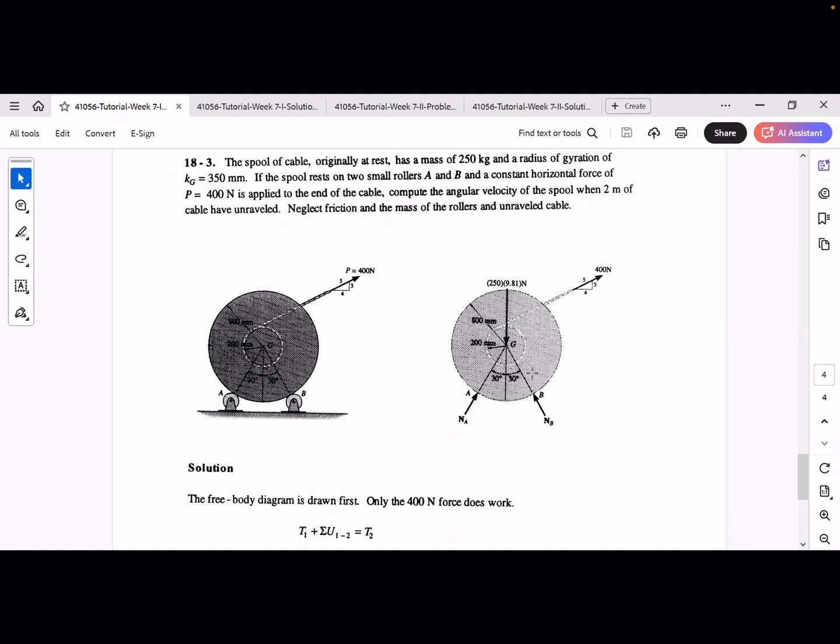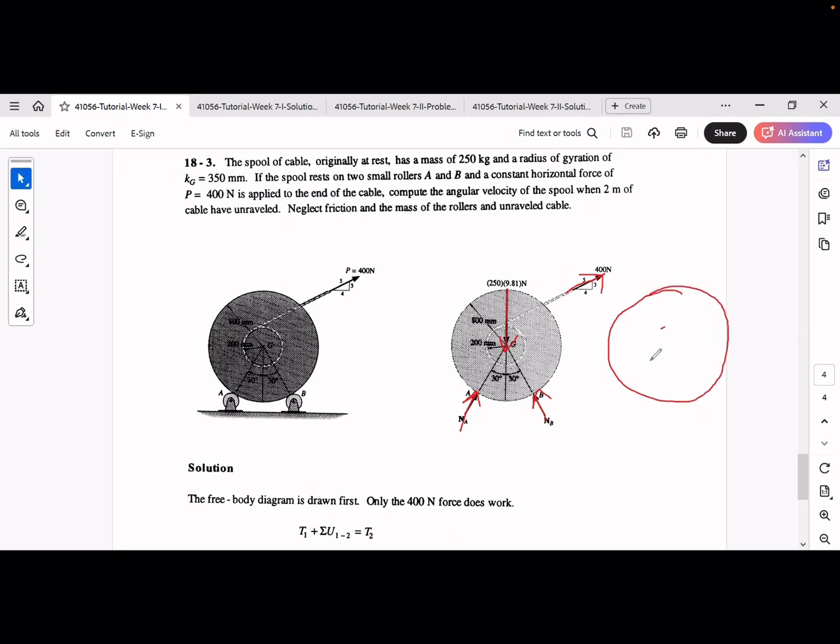So you can see my free body diagram is this. My force going up here, 400 newtons, and A and B, and my weight of the whole spool, 250 times 9.81.